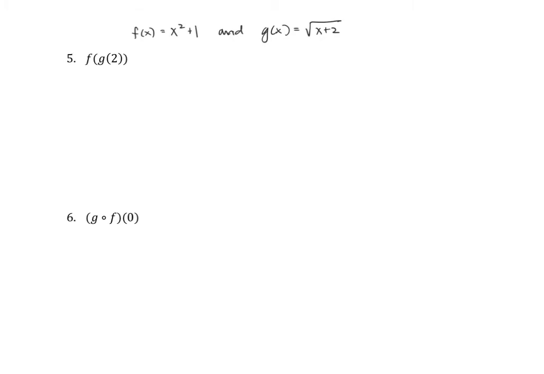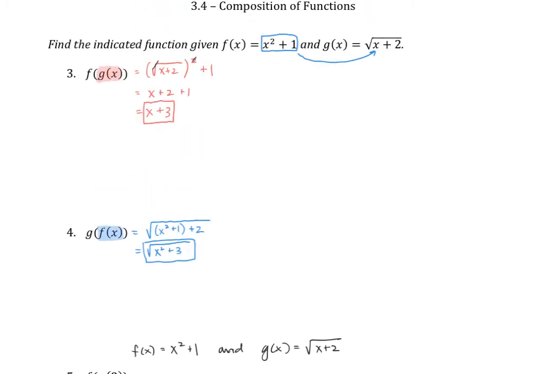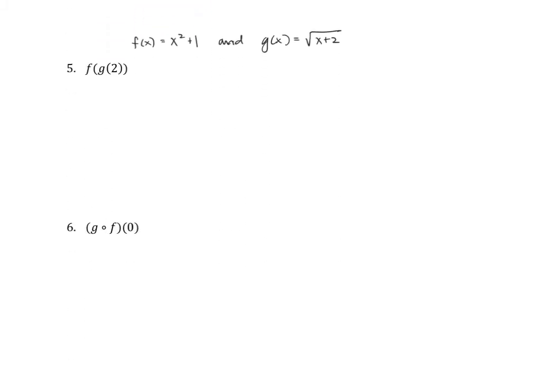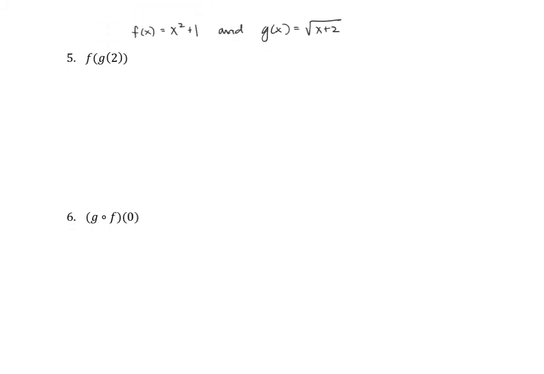So here, notice the difference. We're plugging in a number now. Before we just had x, right? We were finding g of f of x or f of g of x. Now we're finding f of g of 2. On these, it's very helpful to work backwards.